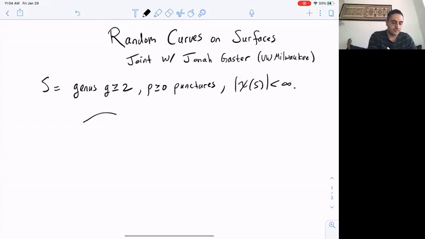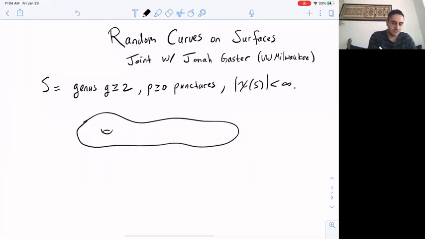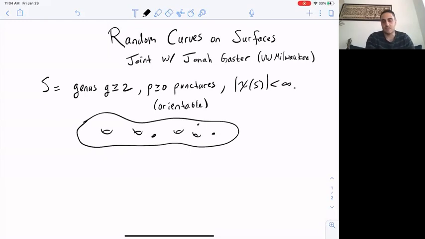But I have some surface, and maybe it looks like this. Okay, here we have it, and it's orientable as well. So there's some punctures and there's some genus. And so far, I'm only thinking of it as a topological object, so there's no metric or anything like that that I've equipped this object with.